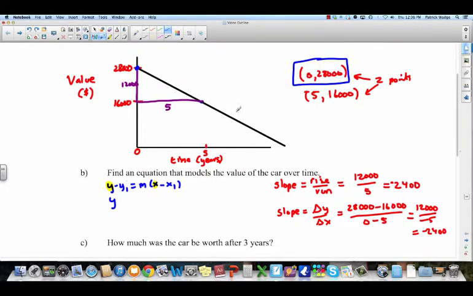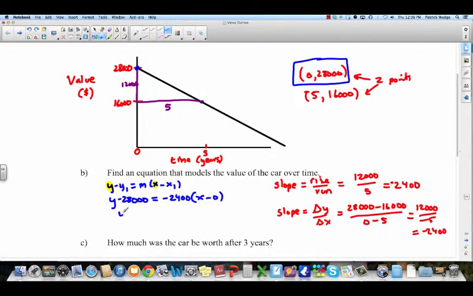So y, take away the y value, which is 28,000, equals the slope, which we now know is negative 2,400, times x, is still there. Take away the x value, which is just 0. There's point-slope form. Let's change it into slope-intercept form.